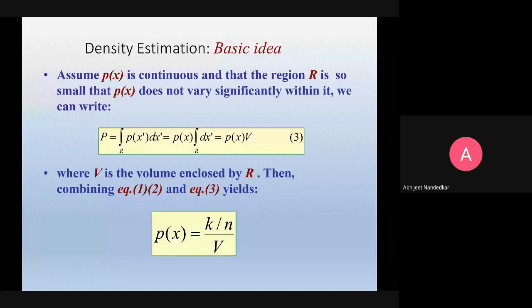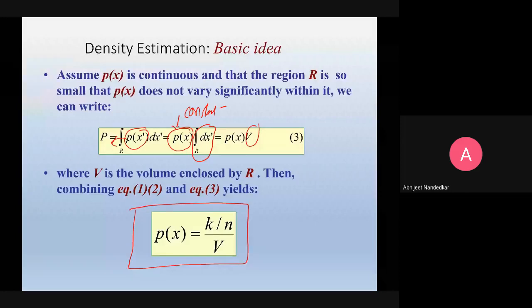So assume p of x is continuous and that the region R is so small that p of x does not vary significantly within it. We can write the earlier equation number 1 by bringing this p of x out of the integration, as I now assume it to be constant for a small region. Then this is my volume simply. So finally we get the same equation we started with.